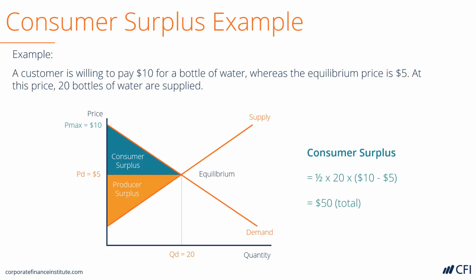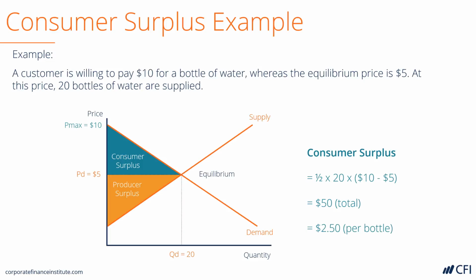So what is the consumer surplus? Well, recall from earlier that the formula is half of the quantity, which is 20, times the maximum price minus the market price. That is $50 of total consumer surplus in the market.